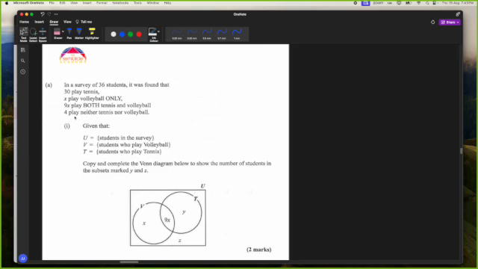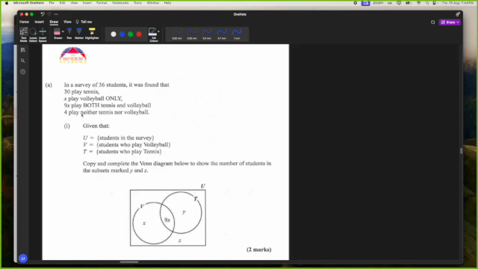4 play neither tennis nor volleyball. So 4 play neither tennis nor volleyball, but I'm seeing a Z over here. So I don't know if that could be 4, right? We see in here, V is the students who play volleyball, T is the students who play tennis. Copy and complete the Venn diagram below and show the number of students in the subsets marked Y and Z.